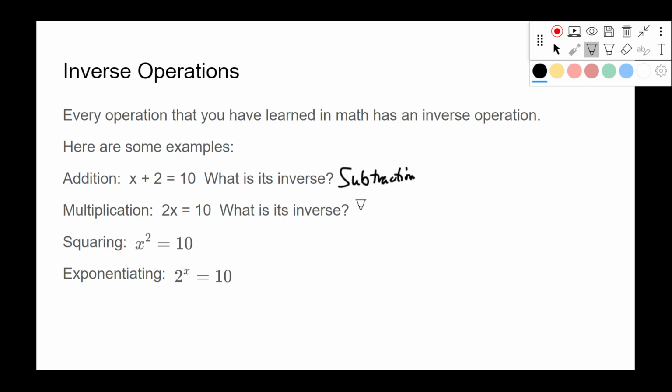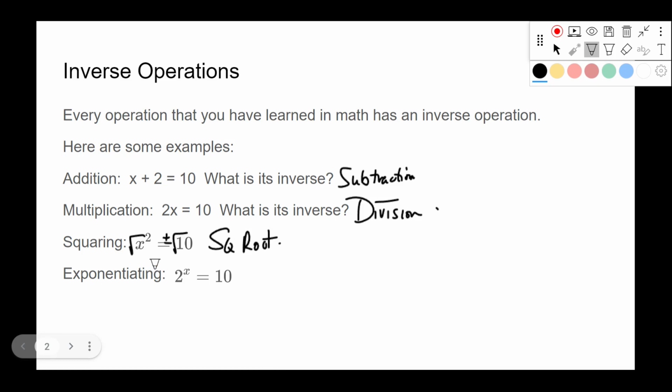Multiplication, you want to solve that. Its inverse, division. If I square something and ask you to solve it for x, how do you undo the square? You take the square root, right? So the inverse operation of squaring is the square root.